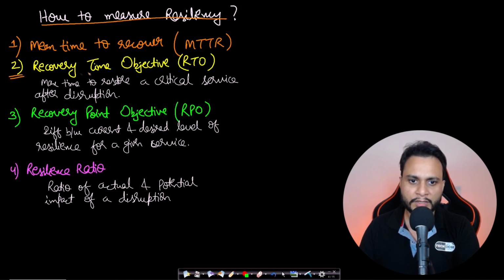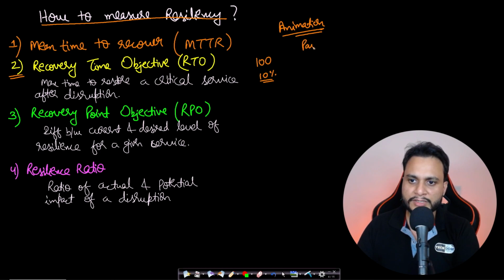Another way is to find out the RTO, that is recovery time objective, which is the maximum time to restore a critical service after disruption. Maybe you have 100 services in your application, but maybe 10% of those services are actually critical. A critical service is actually very valuable for running your application and directly impacts your business. So let's say you have an animation service running which is used to decorate your website, and another one can be a payment system service.